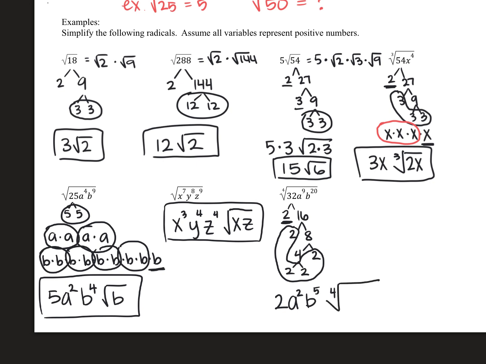Underneath my root, I have my 2 that didn't simplify. And then when I took out my 2 groups of 4 from 9, I had 1 left over, so I have an a. But 20 splits evenly into groups of 4, so there's no more b's left over. So that is my fully simplified form.